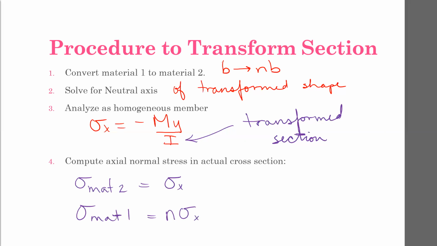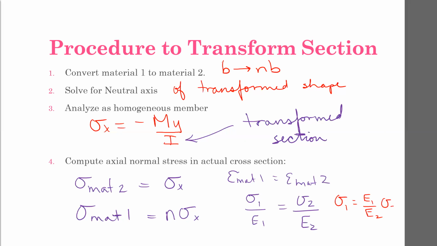So just to make that clear, the strain in material 1 is the same as the strain in material 2, which means that the stress in material 1 over the E value of material 1 equals the stress of material 2 over the E value of material 2. Would you agree those are true statements? So then I can solve for sigma 1, and it is E1 over E2 times stress 2, and this ratio is what we previously defined as n.